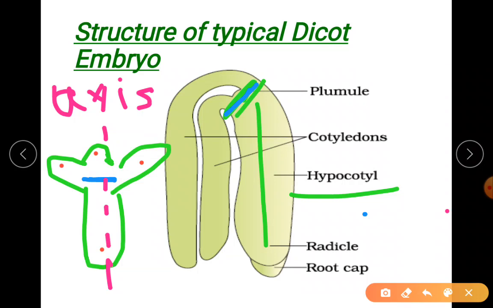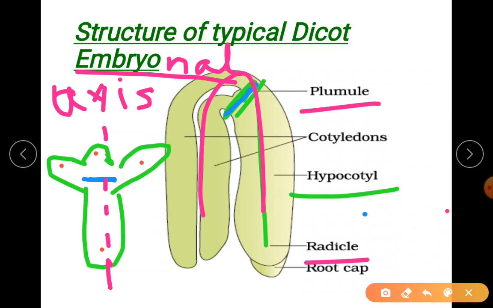So what kind of axis is this? Since we are talking about the embryo, it is the embryonal axis. I'm just writing embryonal axis since I do not have place here. So just imagine this pink imaginary line as the embryonal axis. Here it is curved. Now this particular axis shows plumule is also there, radicle is also there. So that is an axis which includes plumule and radicle. Now always remember, the blue color I had drawn is the level of attachment of cotyledons.